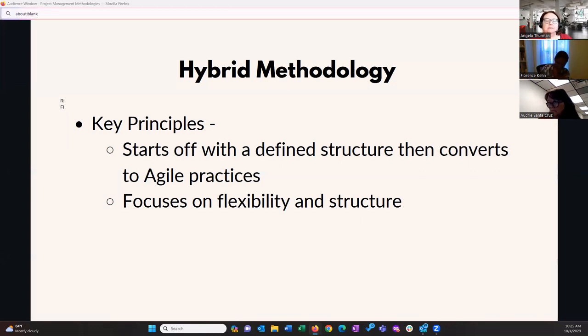So the hybrid methodology begins with the structure of the initial planning phases from waterfall, but then it moves into the more flexible structure or practices of agile to focus on the small sprints rather than one linear marathon.